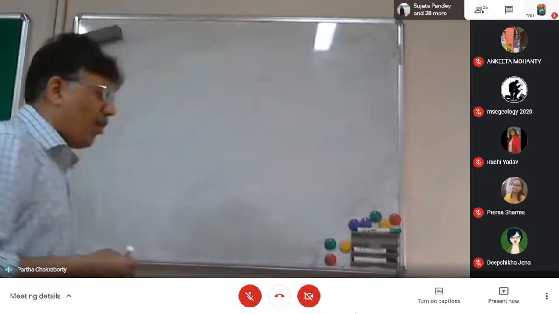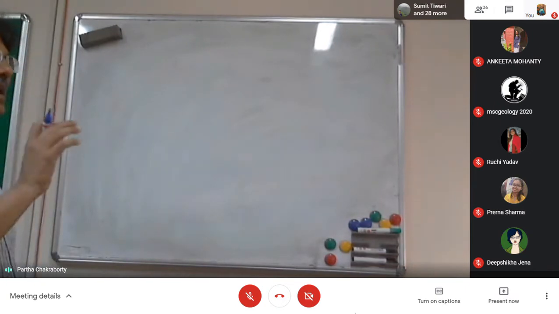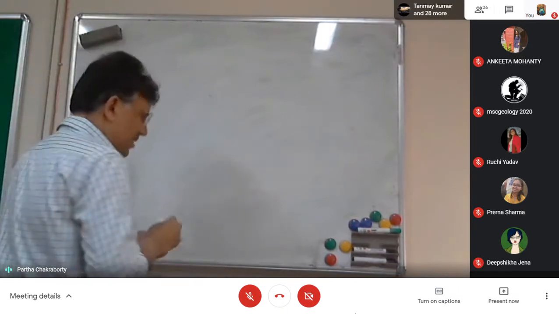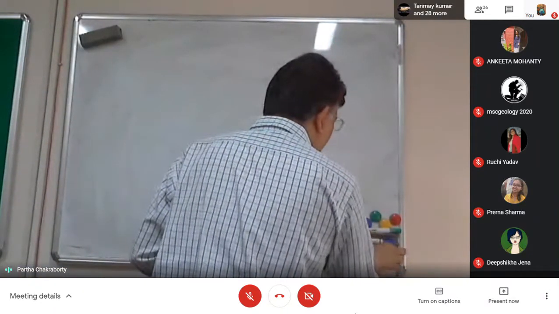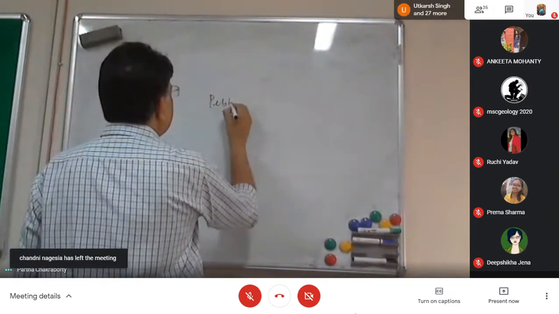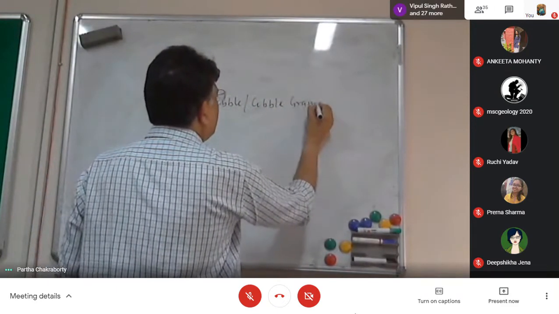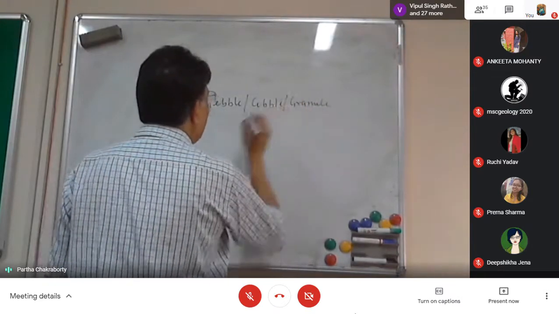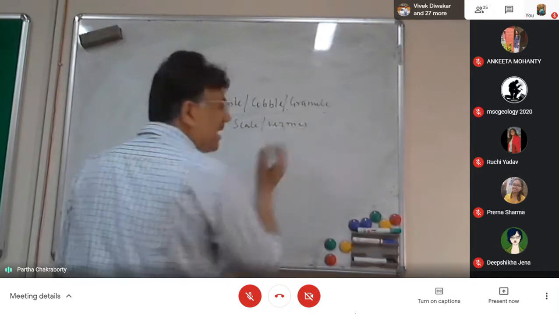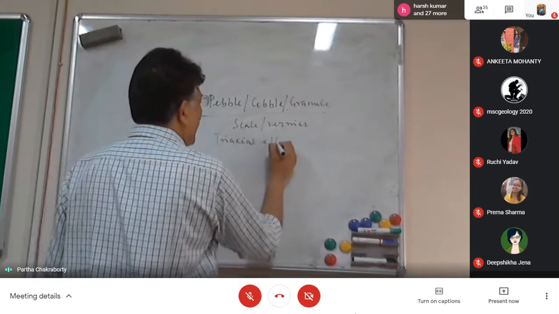Now, when you have a large grain, you can measure it by means of a scale and vernier. For a pebble, a cobble, even a granule, I can easily measure it by means of a scale and vernier, considering it as a triaxial ellipsoid.